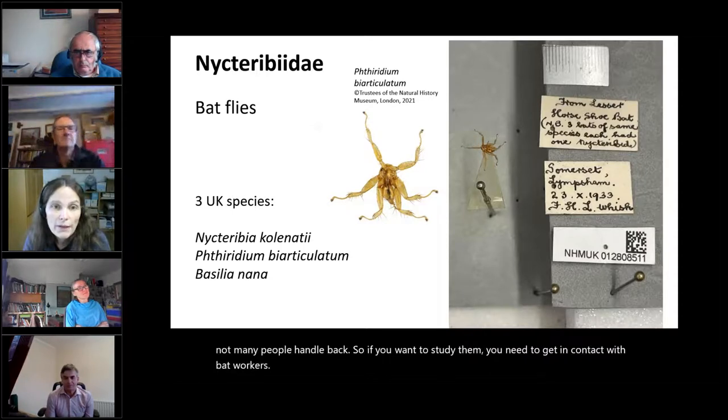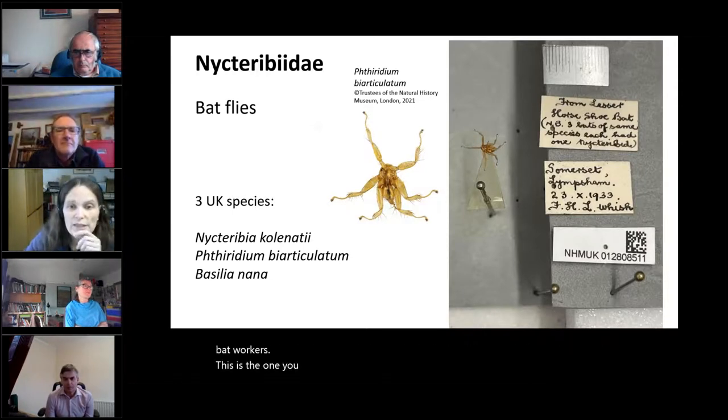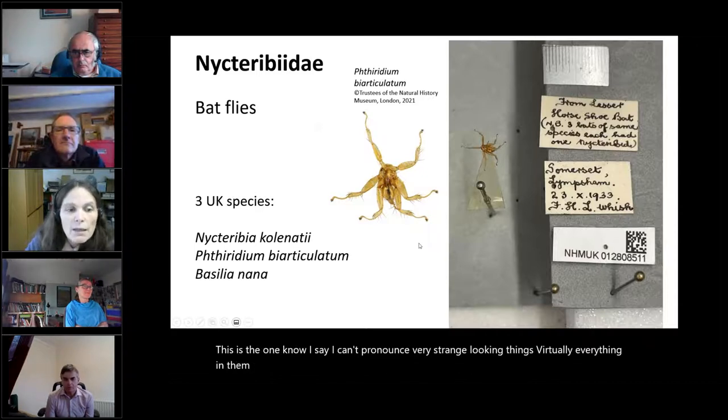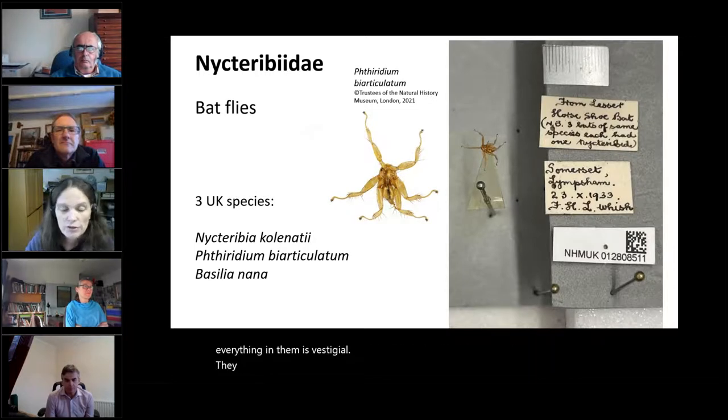This is the one, as I say, I can't pronounce. Very strange looking things. Virtually everything in them is vestigial. They're really small. Most species are between 2 and 3 millimeters.